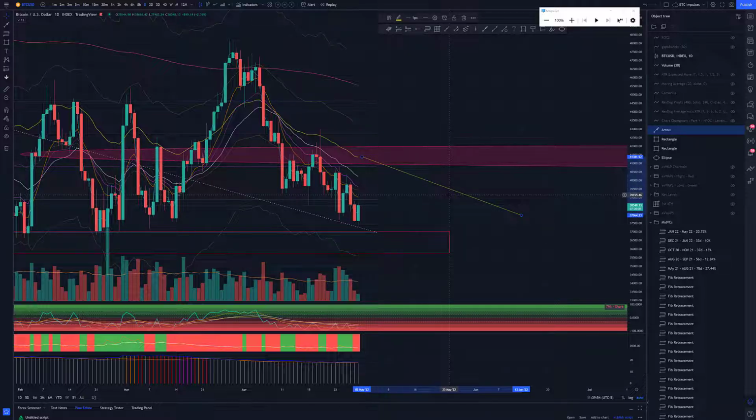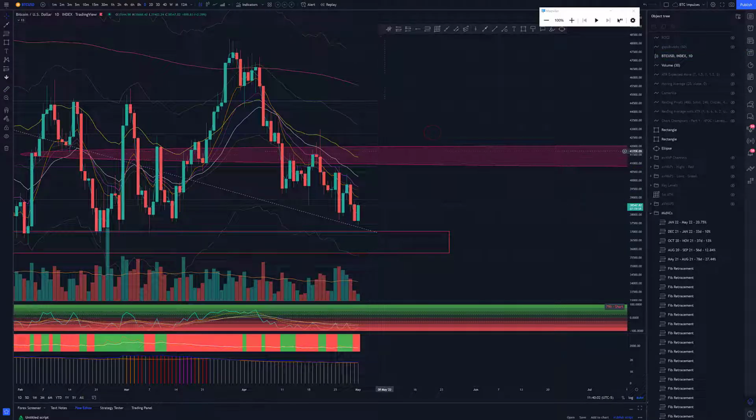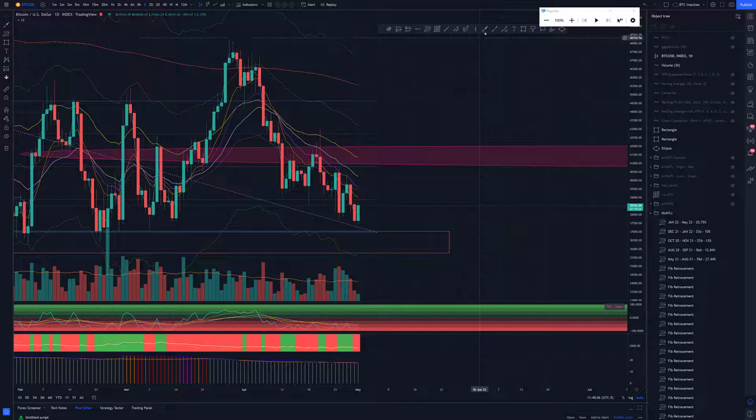So the way I would look at this, obviously, is we would expect a test up to this upper range, and then I probably most likely will be going short for a downside move. That's what I'd be looking for. I'd really have to watch price action around this area. So price action between 41,000 and 42,000 would dictate where I would be short.